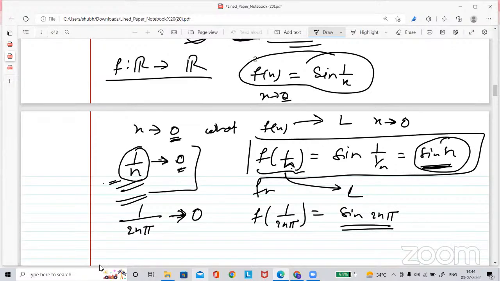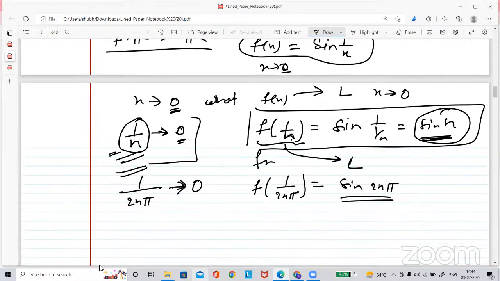Now what is the limit of this sequence? Anyone can tell. Unmute yourself and tell me what is going to be the limit of the sequence sine 2n pi. Yes, Praveen, Ravi. It will range from 0 to 1. Sorry, -1 to 1.